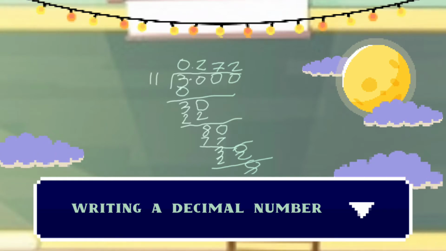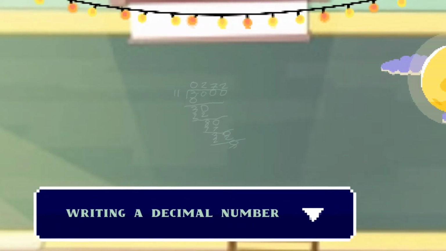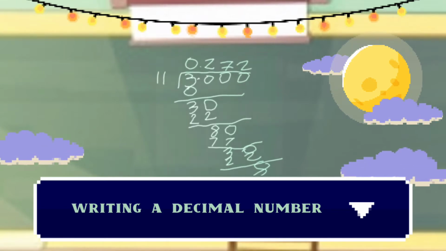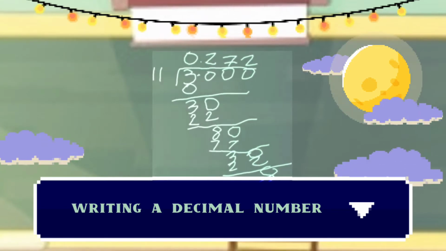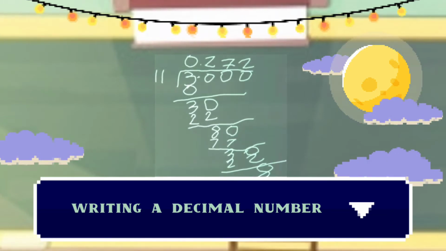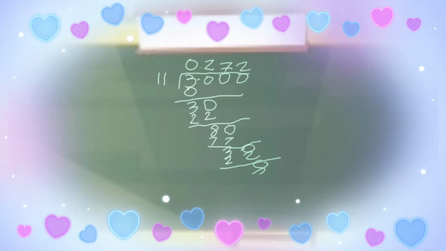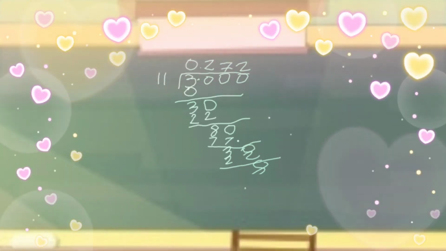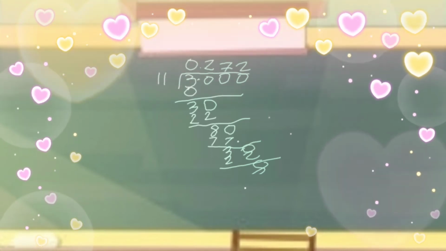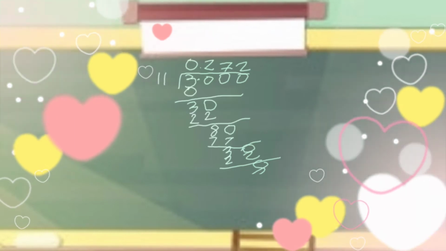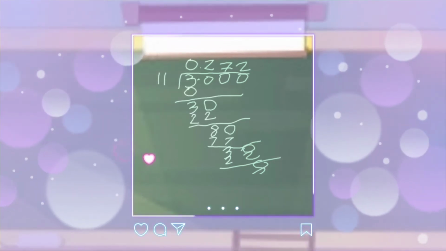Bring down 0. 30 divided by 11, 2. 2 times 11, 22. 30 minus 22, 8. Bring down 0. 80 divided by 11 is equal to 7. 7 times 11, 77. 80 minus 77 is equal to 3. Bring down 0 again. 30 divided by 11 is equal to 2. 2 times 11 is equal to 22. 30 minus 22 is equal to 8. So the answer is 272 thousandths. We need to round off this decimal to the nearest hundredths. So the answer is 27 hundredths.